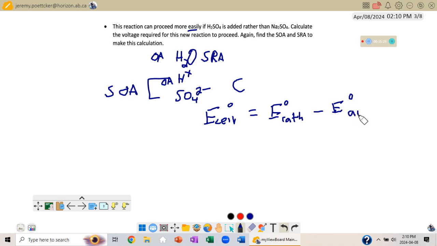Now I didn't write down the little r, so I can do that as well. Again, that's just reminding me that this is the reduction potential, which means it's the voltage or the electrical potential as written in your data book. So look at the cathode one first. And for the cathode one, this is positive 0.17.